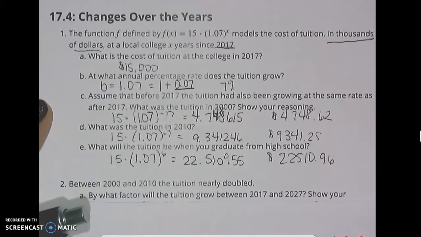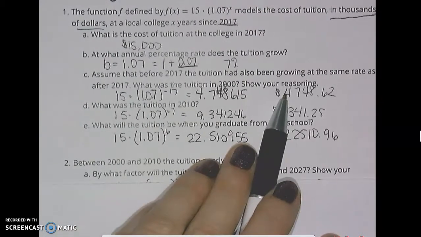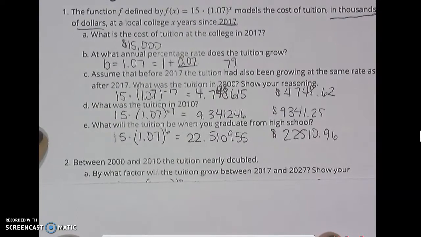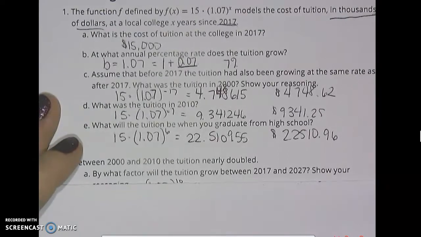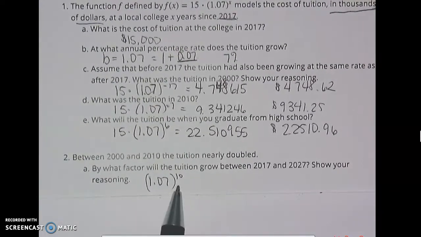Now, it says between 2000 and 2010, the tuition nearly doubled. So from 2000 to 2010, it almost doubled. By what factor will the tuition grow between 2017 and 2027? Okay, there's a 10-year period there happening. So we would also take 1.07 to the 10th power. Okay.